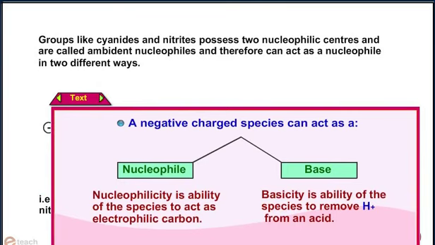A negatively charged species can act as a nucleophile or base. Nucleophilicity is the ability of the species to attack an electrophilic carbon, and basicity is the ability of the species to remove H+ from an acid.